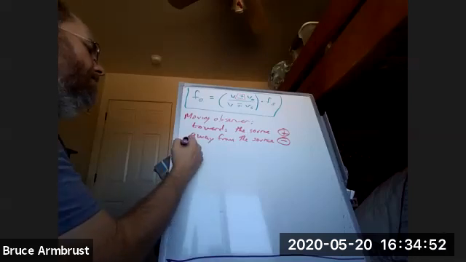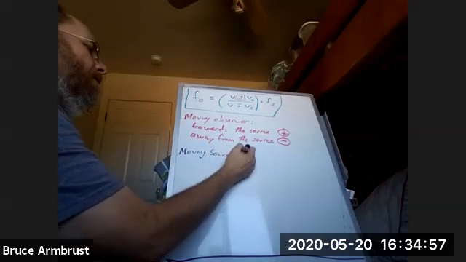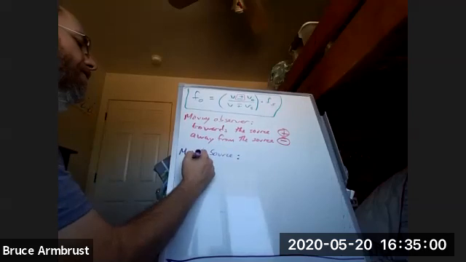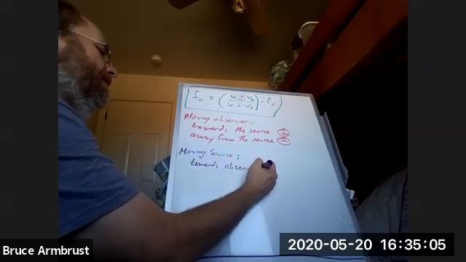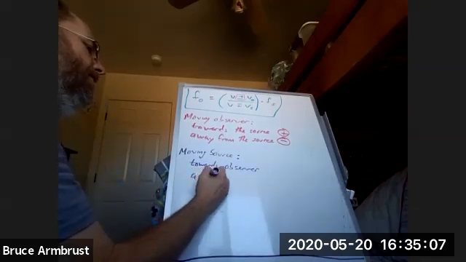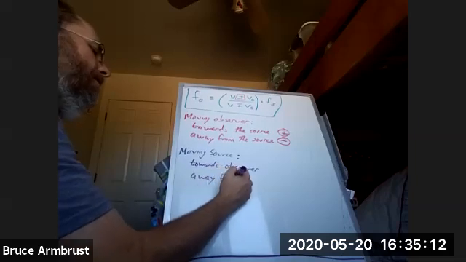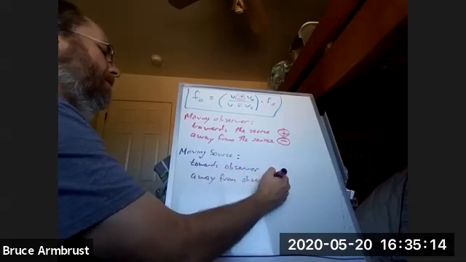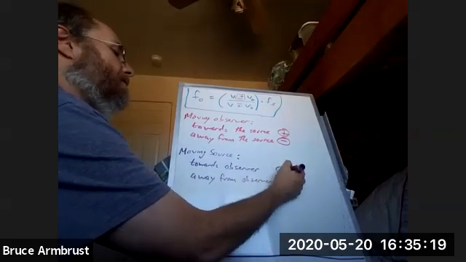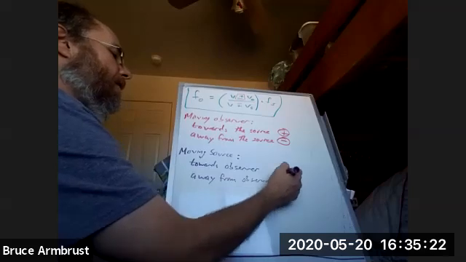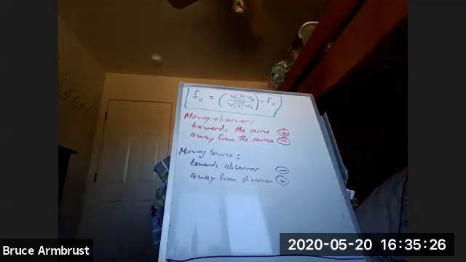And then if we've got a moving source, again, the two choices are towards the observer and away from the observer. And here the roles are different. When it's towards, it's going to be a minus. And when it's away from, it's going to be a plus. That's this guy.